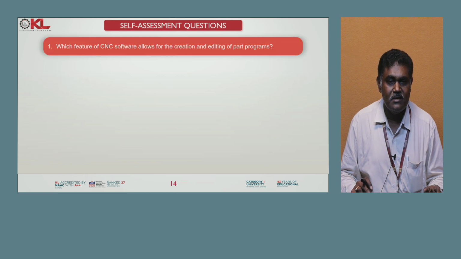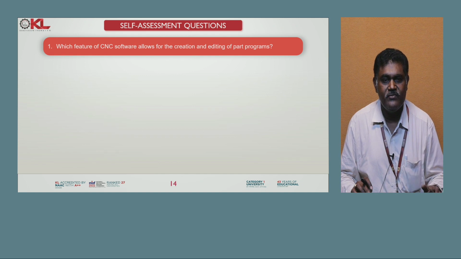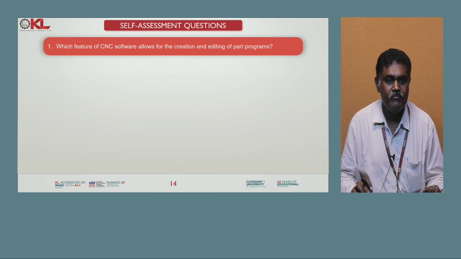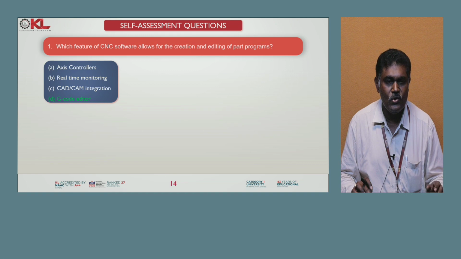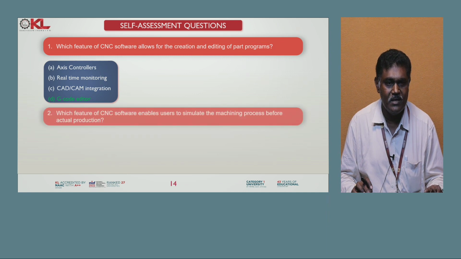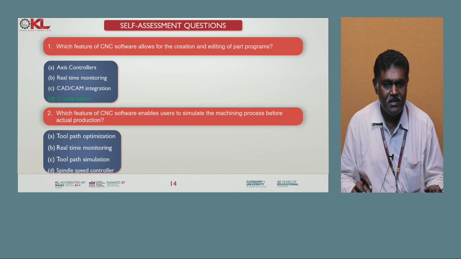So now let us see the self assessment questions. Which feature of CNC software allows for the creation and editing of part programs? Access controllers, real time monitoring, CAD CAM integration, or G code editor. Here it is G code editor, that is the right answer. Second question, which feature of CNC software enables users to simulate the machining process before actual production? Tool path optimization, real time monitoring, tool path simulation, or spindle speed control. It is tool path simulation.